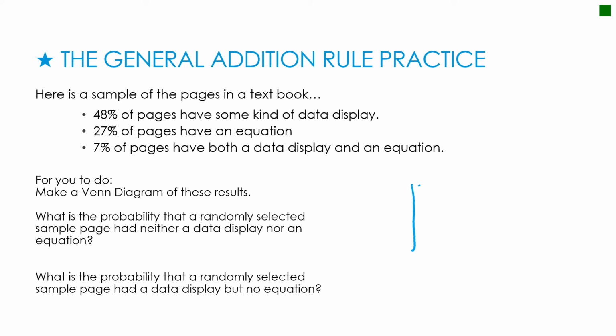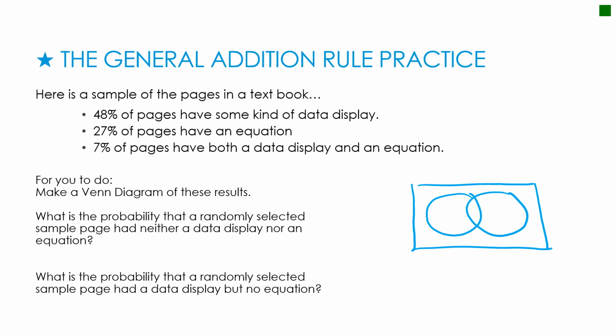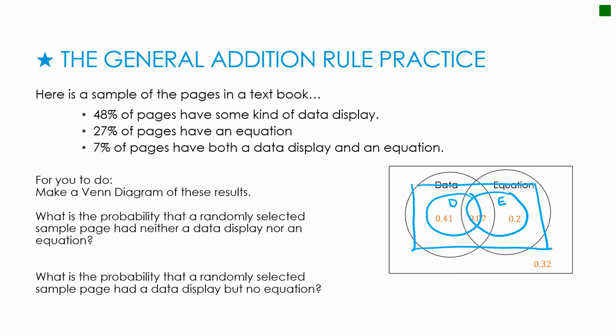So again, the first thing I would do is to go ahead and make a Venn. I'm dealing with data display and an equation, so I'm just going to abbreviate with D and E. It says 48% have some kind of data display, 27 have an equation, 7 have both. So 0.07, I made that very small, I apologize, is that little nugget in the middle. And to find out what goes in D, I have to take 0.48 minus the 0.07, which is 0.41.